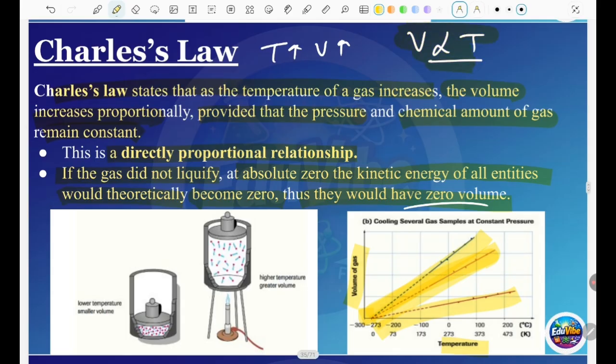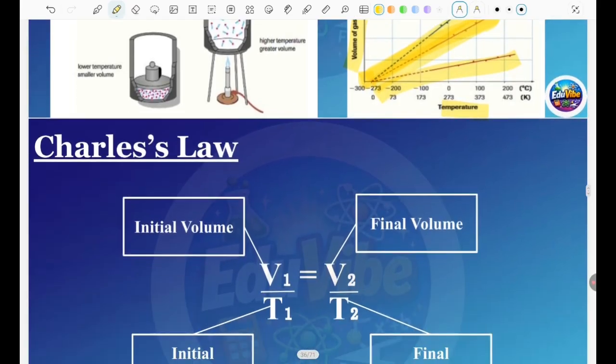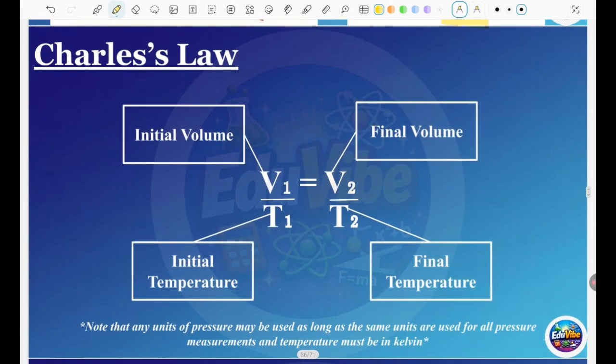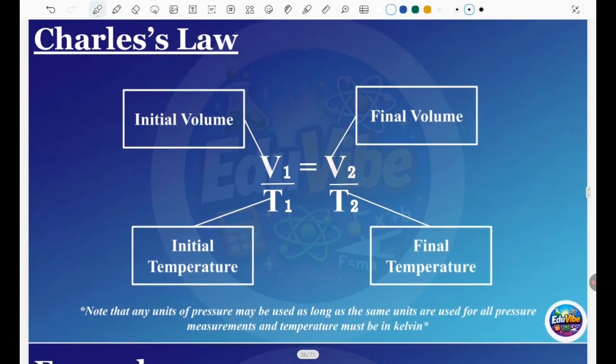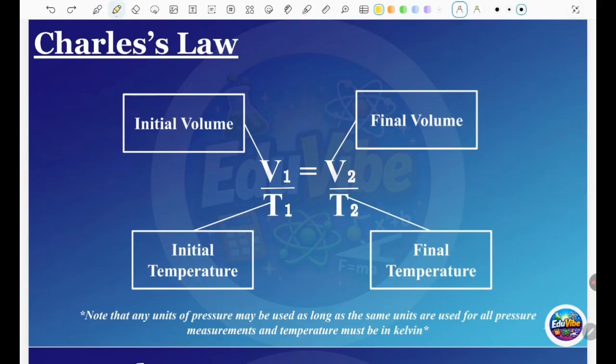So if this is directly proportional, we have a different kind of equation, and this formula also has to be memorized by you. We have V1 upon T1 is equal to V2 upon T2. V1 is the initial volume, V2 is the final volume, T1 is the initial temperature, and T2 is the final temperature. It stays the same, you just have to memorize this.